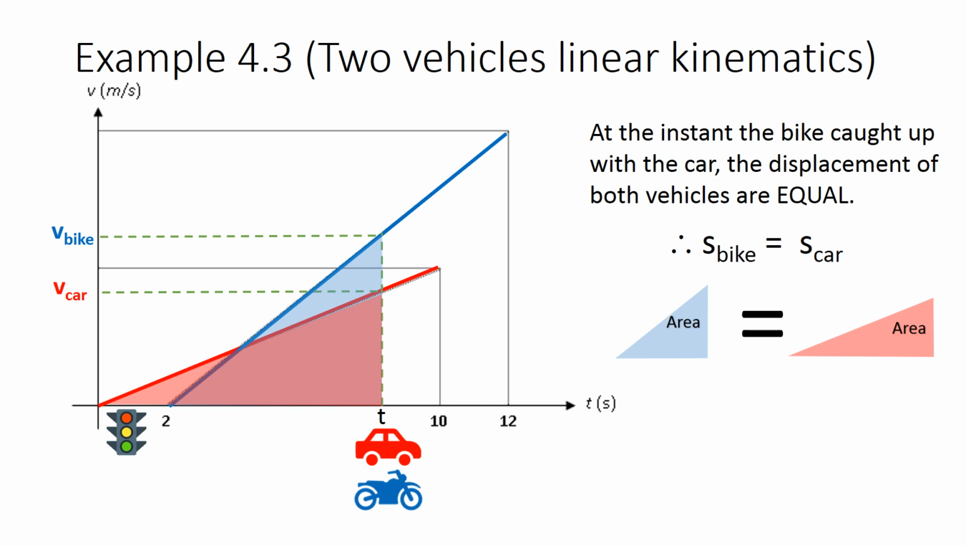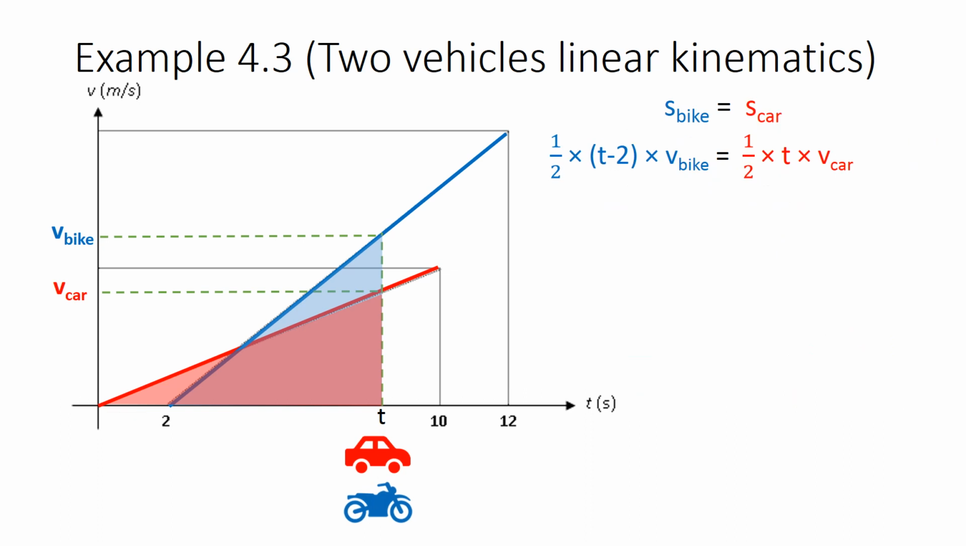So this is just a simple area of a triangle. We can establish this equation. Half times t minus 2 times the velocity of the bike, because the bike started 2 seconds later, must be equal to the displacement of the car, which is half times t times the velocity of the car. Now with this relationship established, we can solve for the time where the bike actually caught up with the car. Looking at this equation, we realize that there are three unknowns: time, velocity of bike, and velocity of car. So how can we solve this equation?